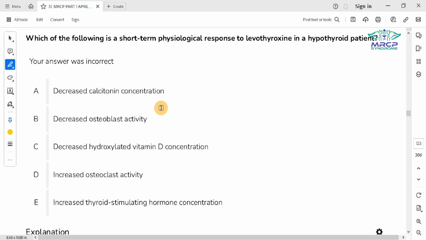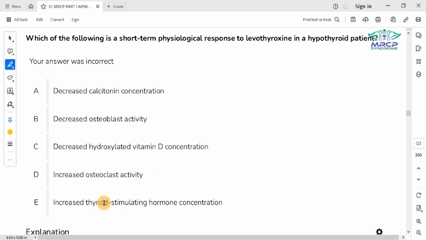There will also be decreased bone mineral density. Hypothyroidism is associated with decreased calcitonin concentration, but levothyroxine therapy will cause reversal of the condition, and there will be increased osteoblastic activity, and there will be no change in the vitamin D concentration. This is our answer: increased osteoclast activity.